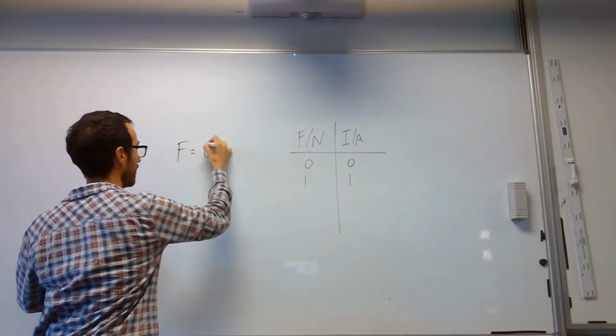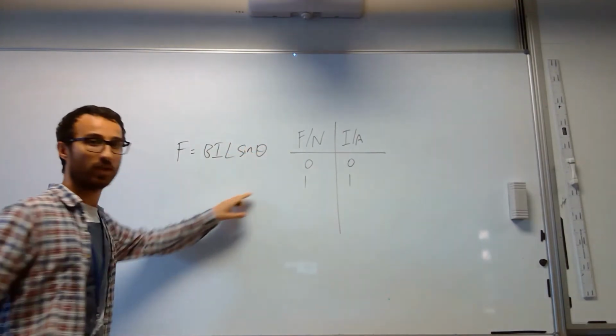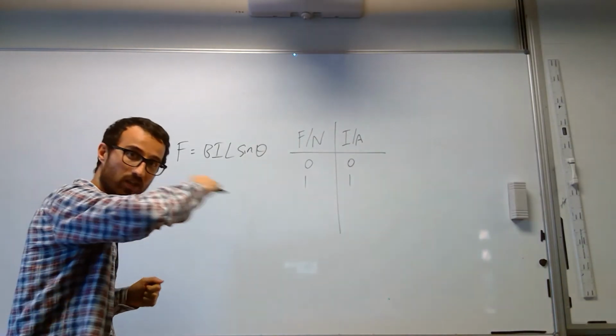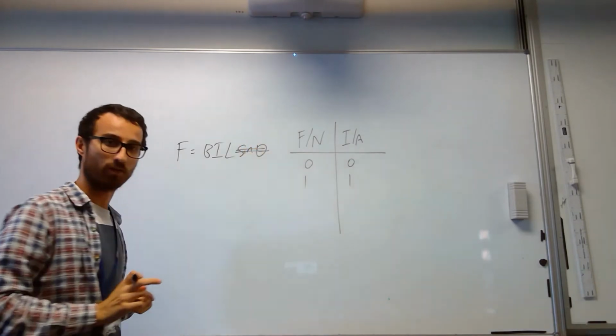Remember, F equals BIL sine theta. Good news is, and I'll show you in a minute, when we set it up so the conducting rod is at right angles to the field, sine theta becomes 1, and so it's not of interest.